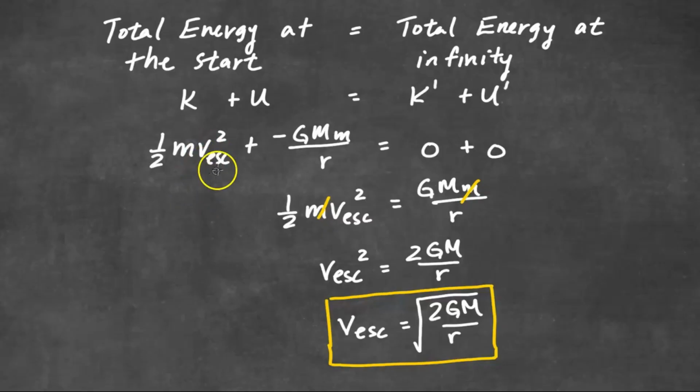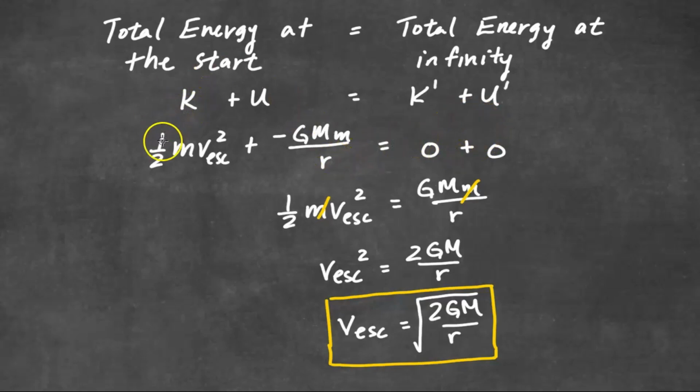So now we're going to derive an equation for the escape velocity. We're going to do that by first setting the total energy at the start equal to the total energy at infinity. And the total energy at the start is going to be K plus U, the kinetic energy plus the gravitational potential energy. We're going to set that equal to K prime plus U prime. And so the scenario is, imagine you built a super strong cannon that could shoot a cannonball into space with a lot of speed. The question is, how much speed does that cannonball have to have so that it can fly off and escape Earth's gravitational pull? And we're going to assume that there's no air resistance here.